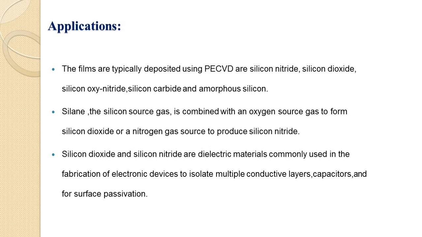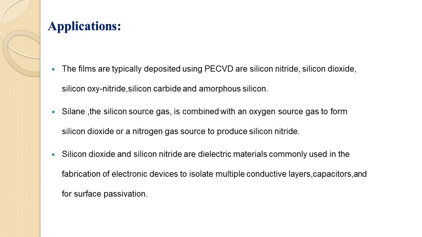The films typically deposited using PECVD are silicon nitride, silicon dioxide, silicon oxynitride, silicon carbide and amorphous silicon. Silane, the silicon source gas, is combined with an oxygen source gas to form silicon dioxide, or a nitrogen source gas to produce silicon nitride.